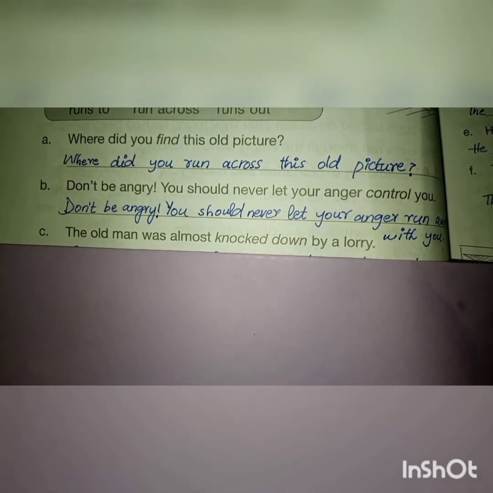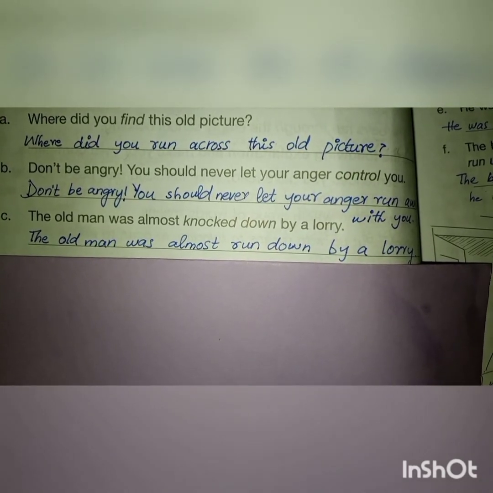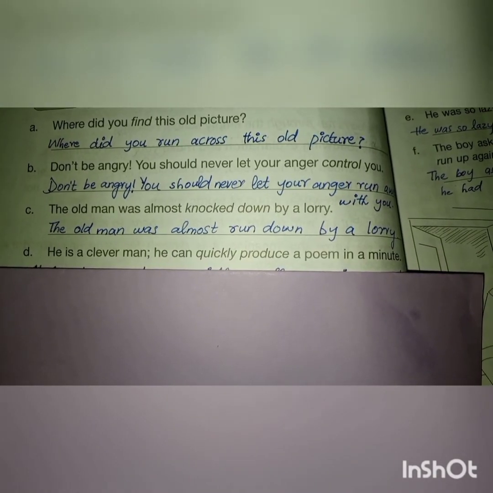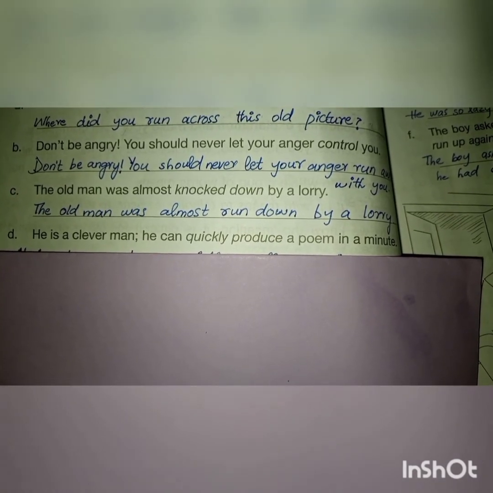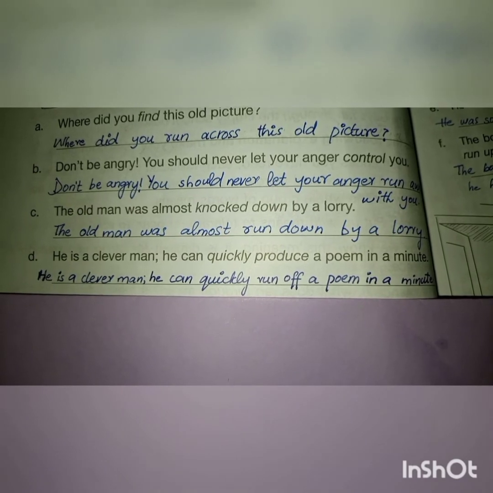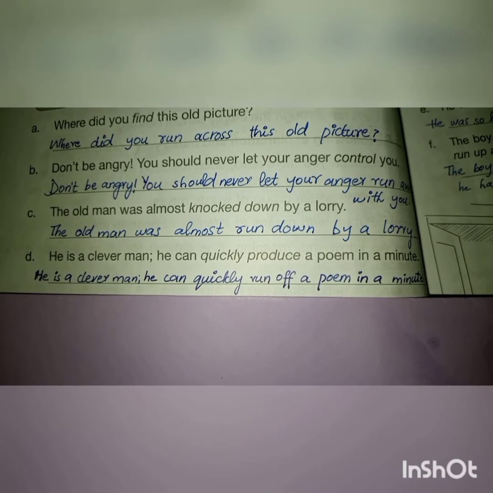The old man was almost knocked down by a lorry. The old man was almost run down by a lorry. He is a clever man. He can quickly produce a poem in a minute. We can rewrite the sentence like, he is a clever man. He can quickly run off a poem in a minute.